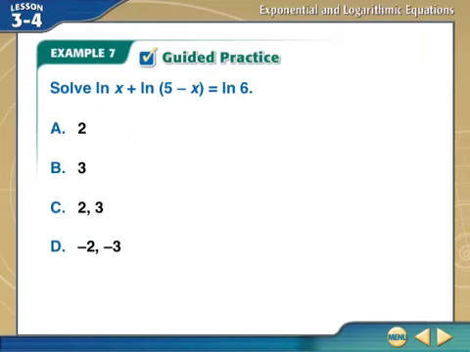In example 7, guided practice, I would like you to solve the logarithmic equation, this time using natural logs. You're going to have natural log of x plus natural log of 5 minus x is equal to natural log of 6. I would like you to solve this logarithmic equation for x and then choose your solution, either A, B, C, or D, and press submit.